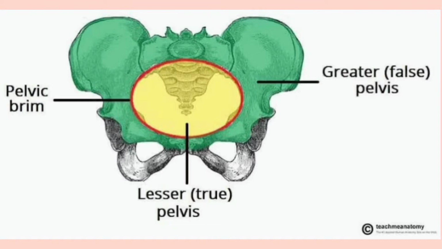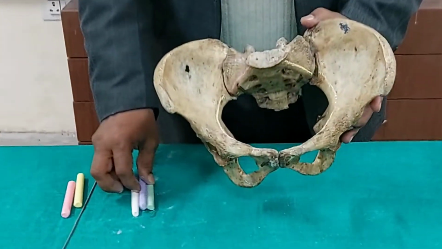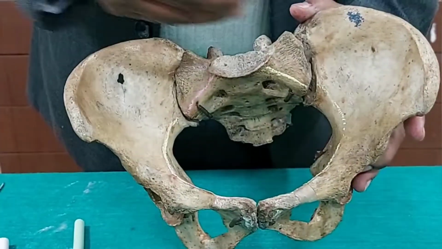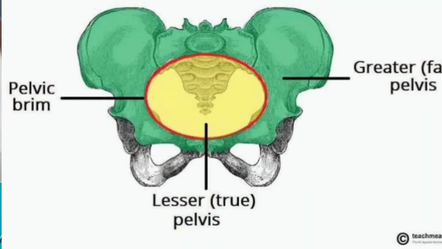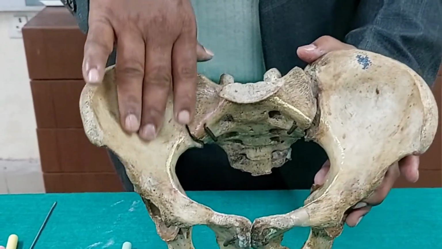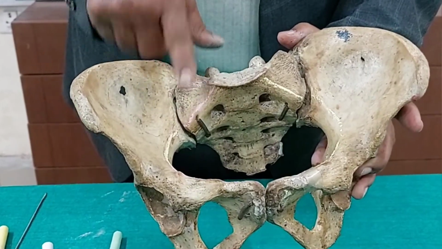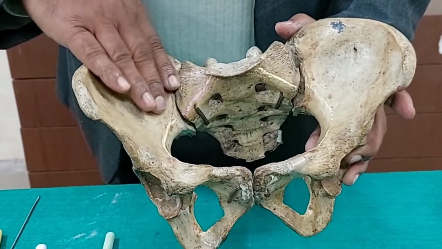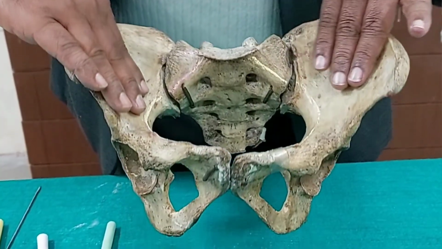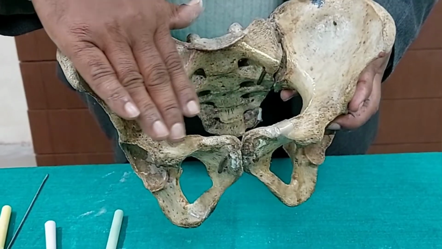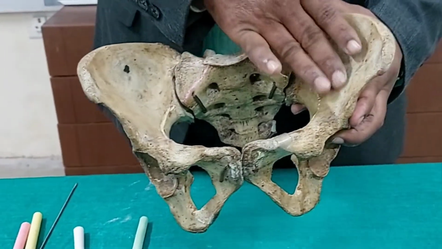Now you see here, this is pelvic brim. So above the pelvic brim is the false pelvis. What are the bony parts you can see above the pelvic brim? This is the ilium of the hip bone, this one, and this is the ala of the sacrum. So the ala of the sacrum and ilium of the hip bone of this side and also this side, they will form the false pelvis or greater pelvis, this one.